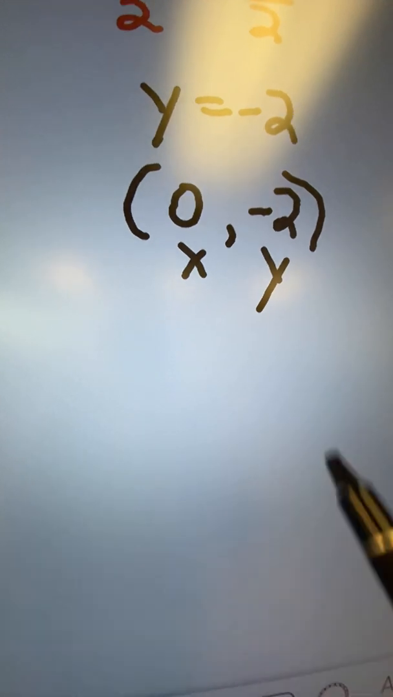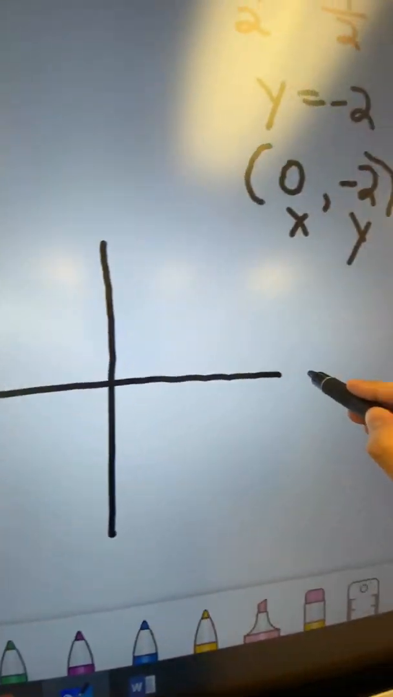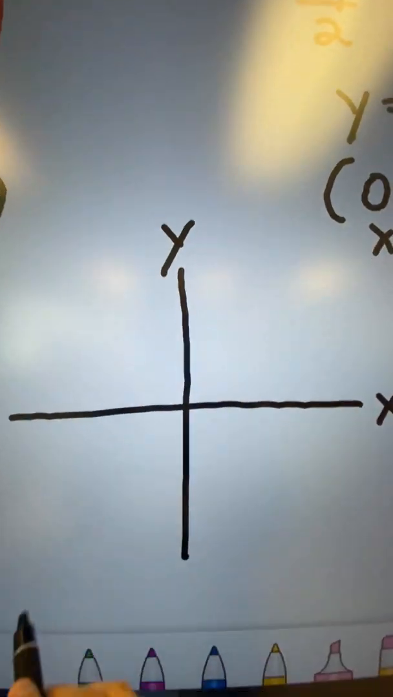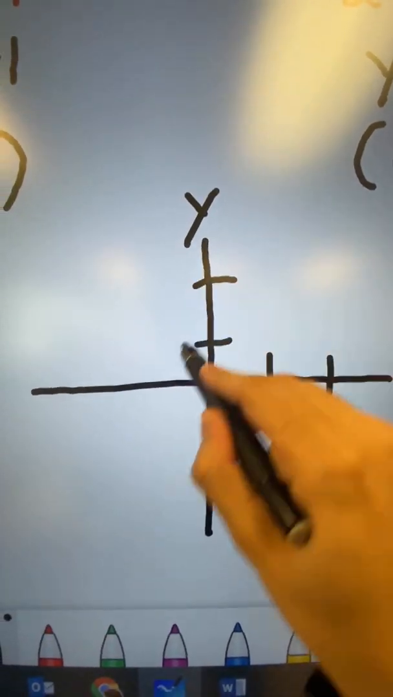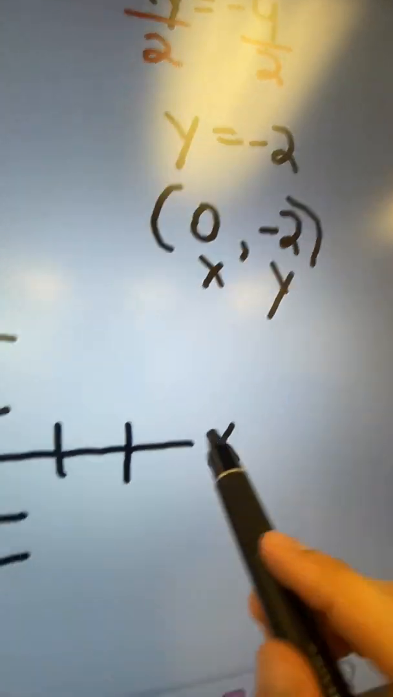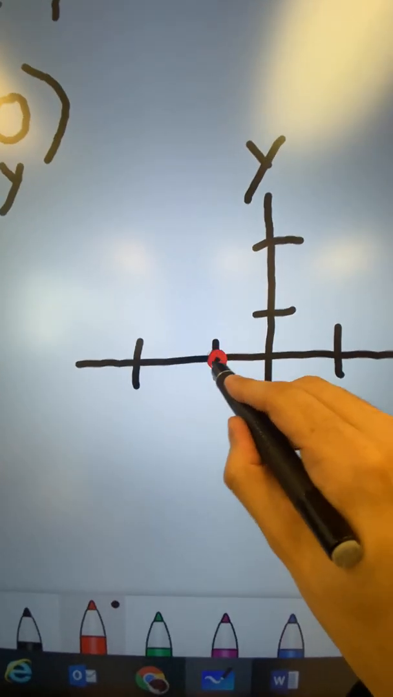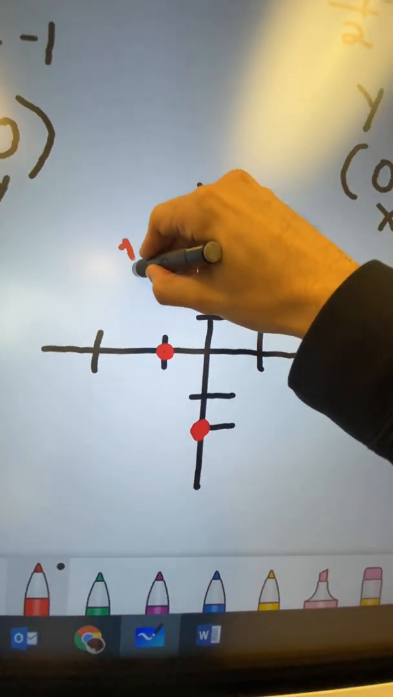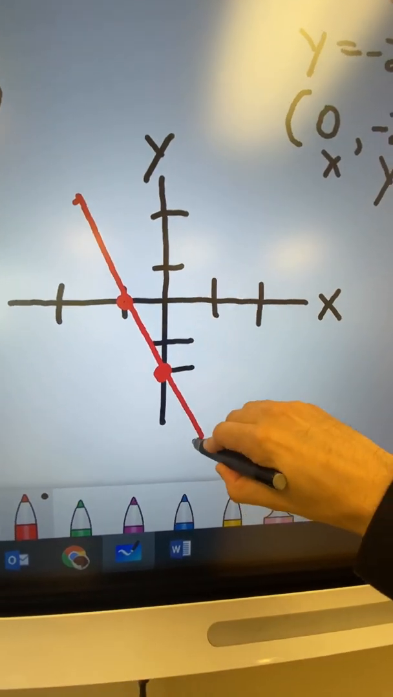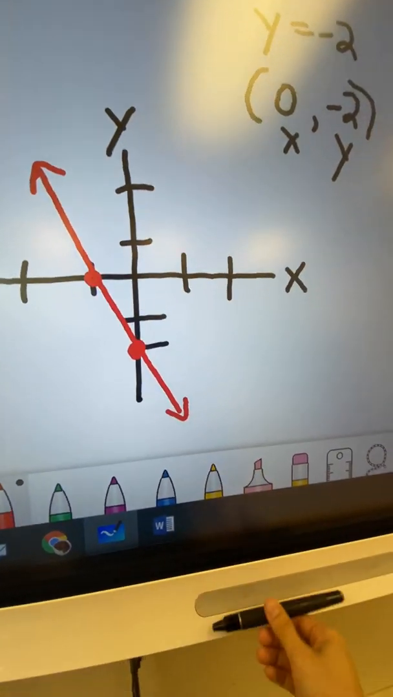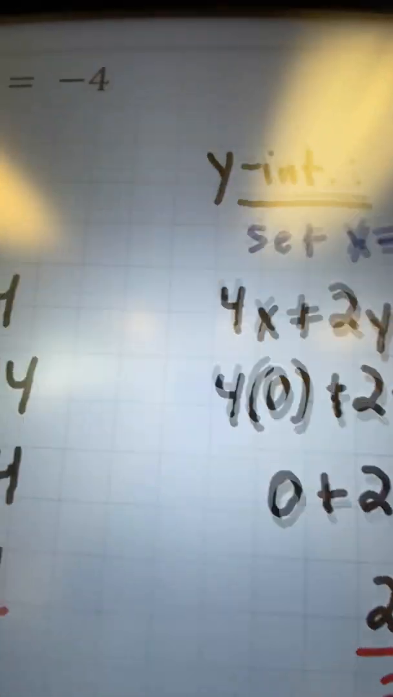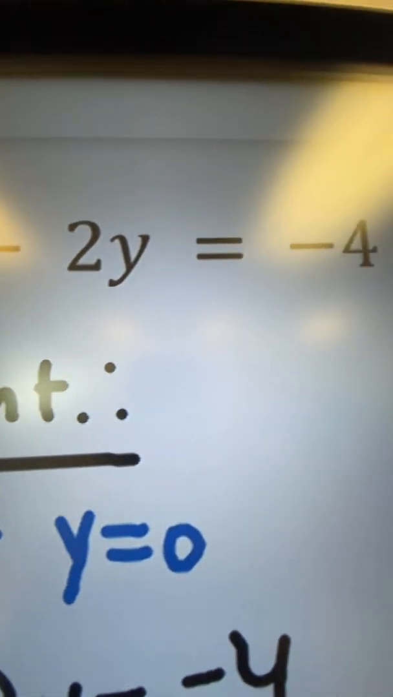So to get the sketch, I'm just going to plot these 2 points on an xy axis. This is my x-axis, my y-axis. I'll do a quick sketch. Now we're going to plot the point (0, negative 2), which is right here, and then the point (negative 1, 0), which is right here. Then you can draw your line through those 2 points. And you can see now we have the graph of this equation up here, which is 4x plus 2y equals negative 4.